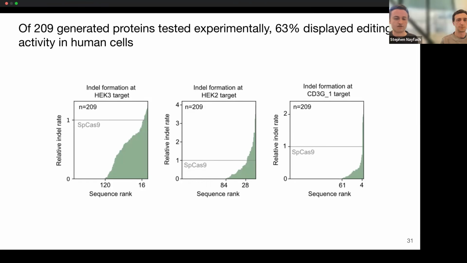So you can see at the first target site, HEC3, we had 16 proteins that exceeded the activity of SP-Cas9 and 120 total that showed some activity in our assay. For the other 2 target sites, we see something similar, though perhaps with more proteins that are exceeding SP-Cas9 and fewer that are active at these sites.